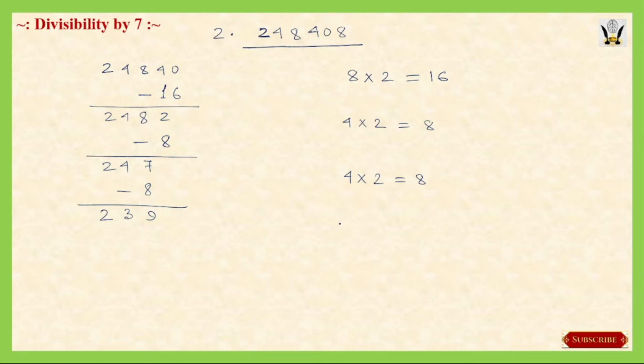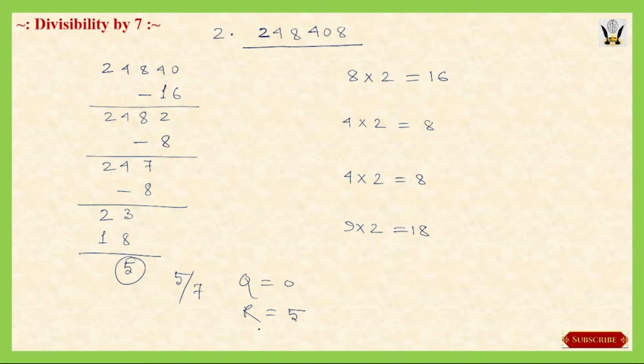So next we will take this digit and multiply by 2. So it will be 18, and now from 23 we will subtract 18. When we subtract 18 from 23, it will be 5. And we know that 5 is not divisible by 7. If we do that, then the quotient will be 0 and the remainder will be 5. So here we are getting a non-zero remainder. So the given number will not be divisible by 7, and that is our conclusion.